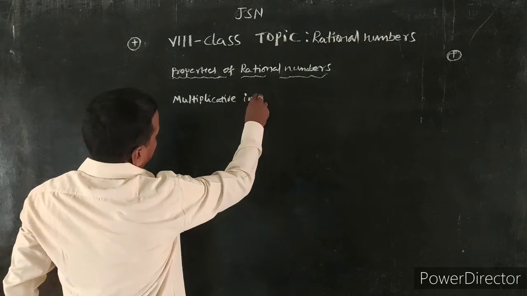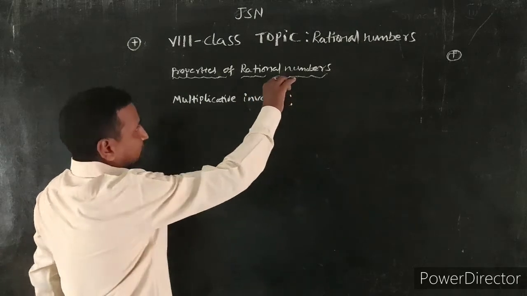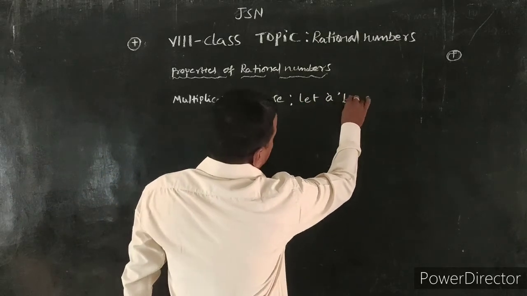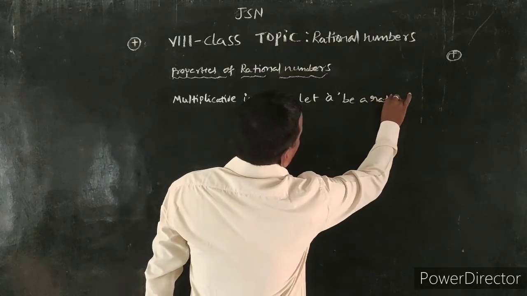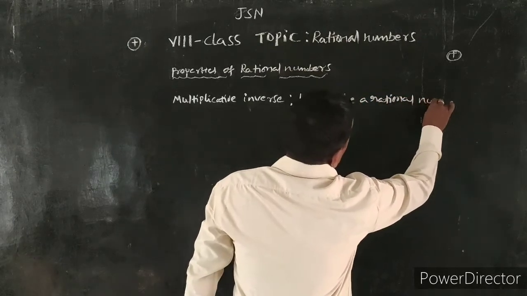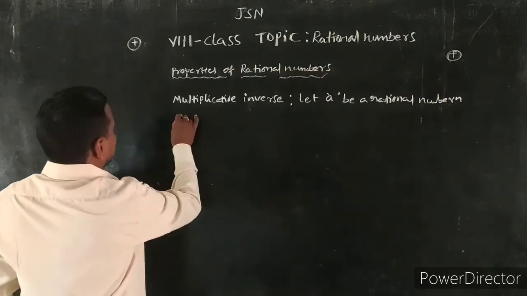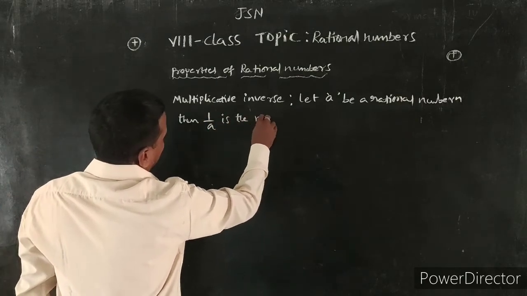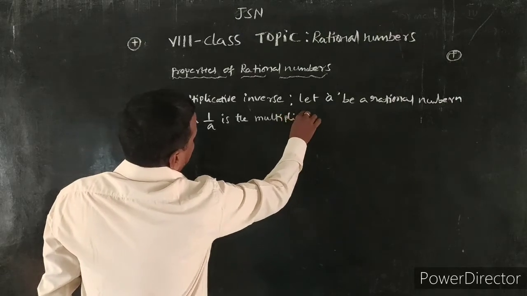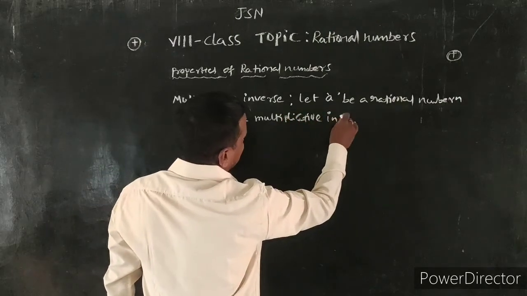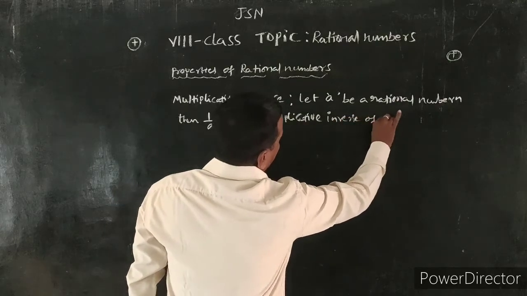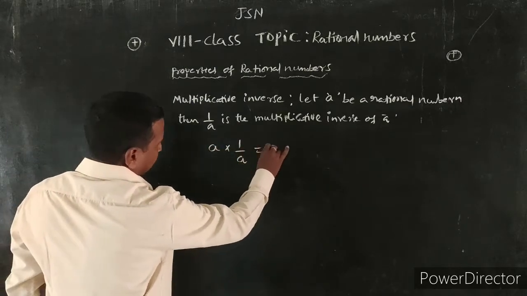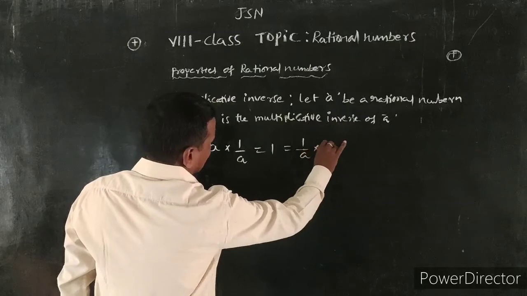Multiplicative inverse. Let A be a rational number, then 1 by A is the multiplicative inverse of A, because the product of A into 1 by A equals 1 by A into A.